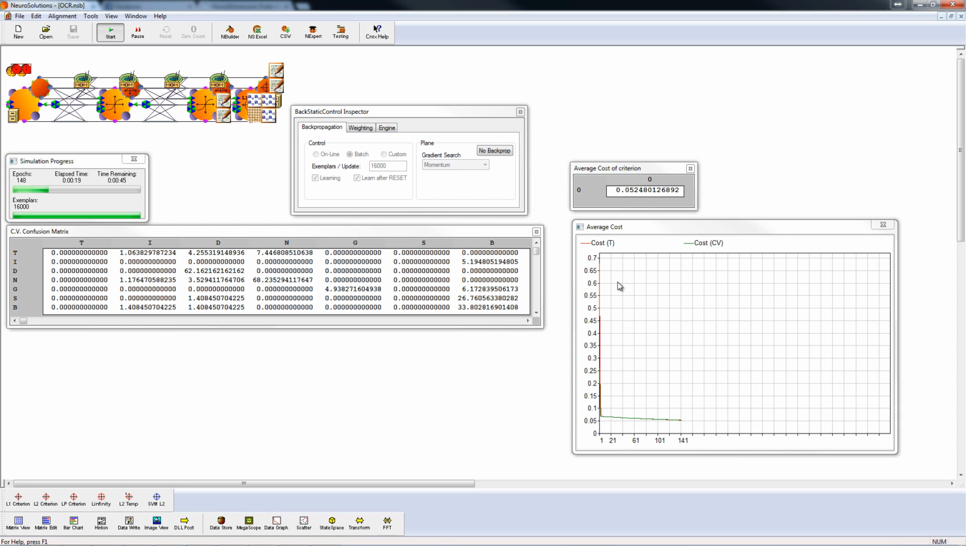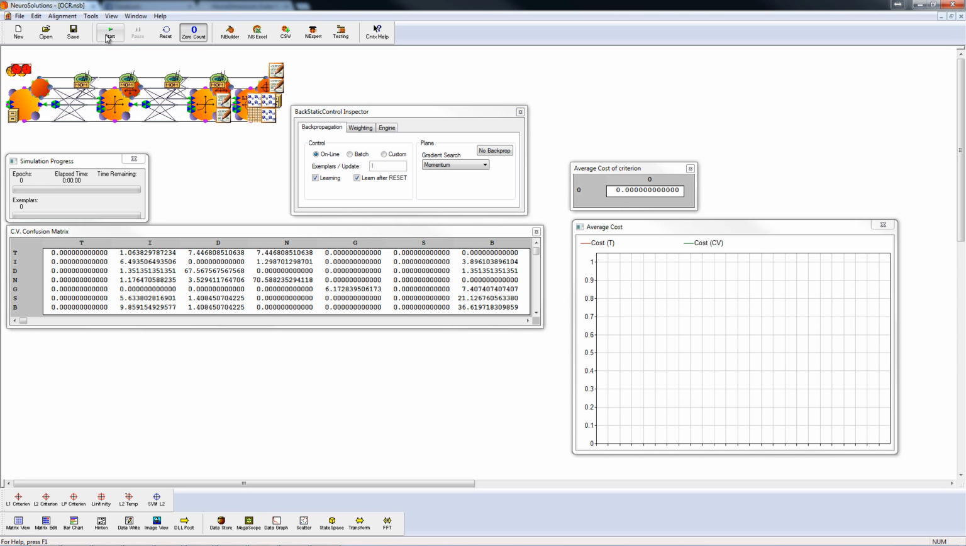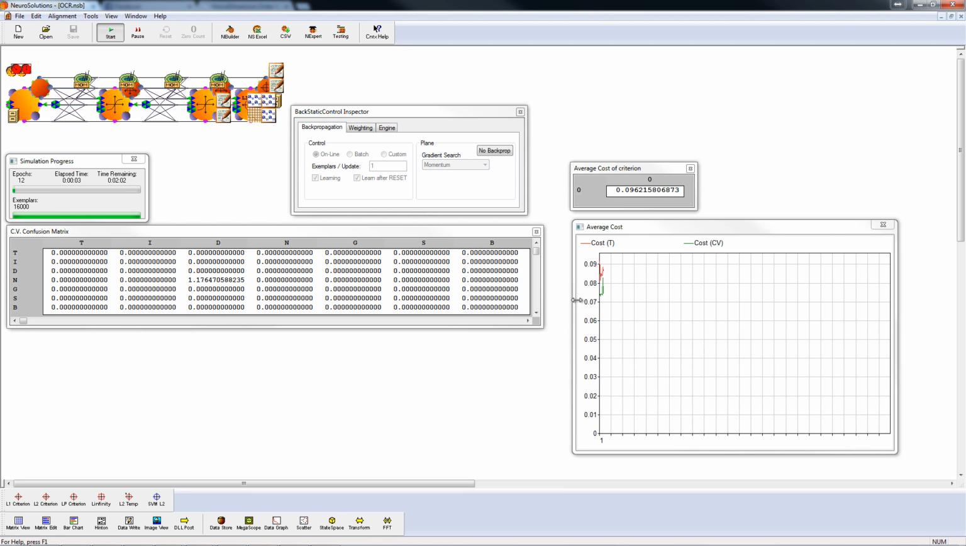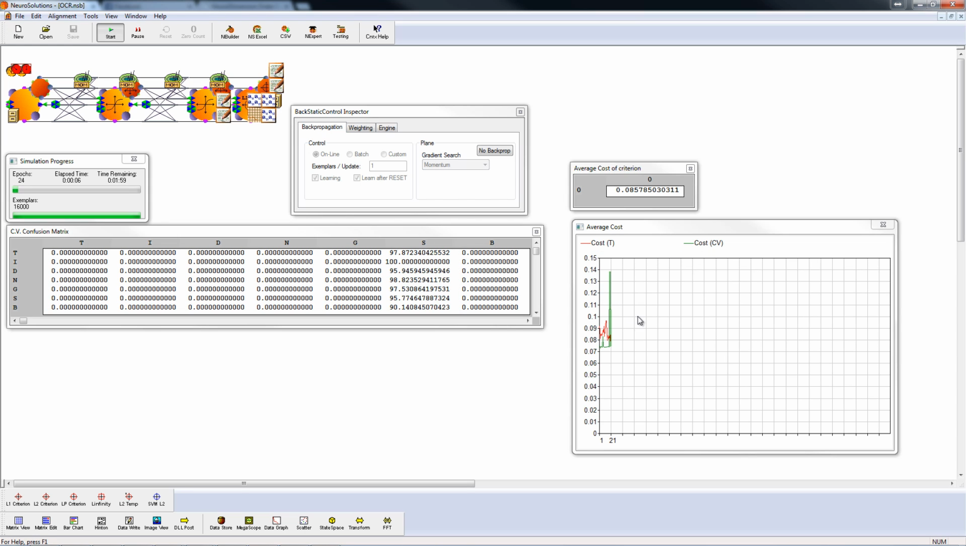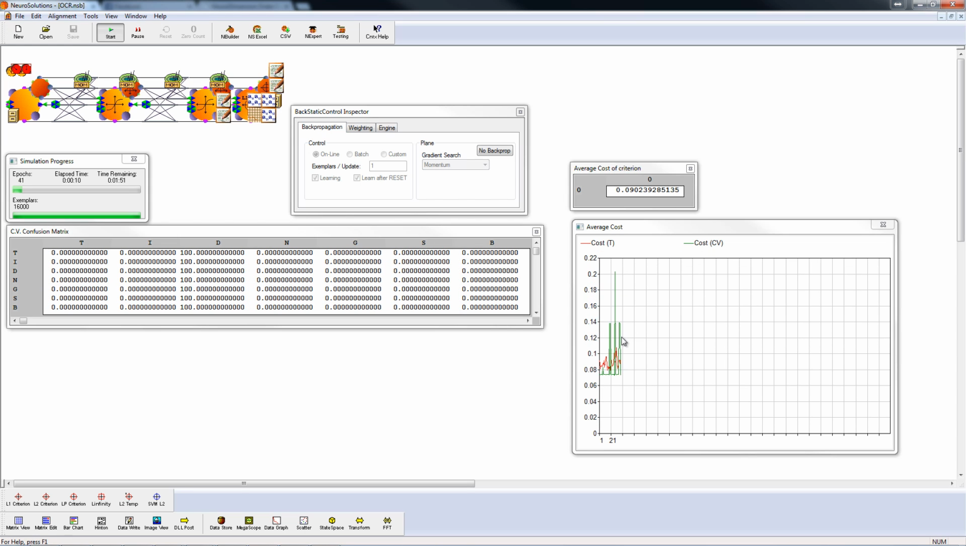So now let's go ahead and try changing this from batch to online learning. Let's pause the network. Again, in the Back Static Control Inspector, we'll just select online, reset the network, and press start. Immediately, we can see that there is pretty significant oscillations in the learning curve, which should not be present during momentum learning. Oscillations are common with other learning algorithms such as Levenberg-Marquardt, but not for momentum. So what this tells us is that we have our learning rate set too high. Because since we are updating after each exemplar, we do not want to overcorrect for each piece of data.